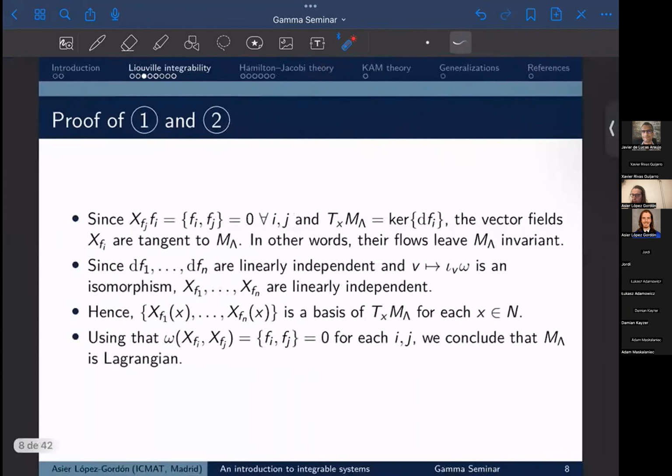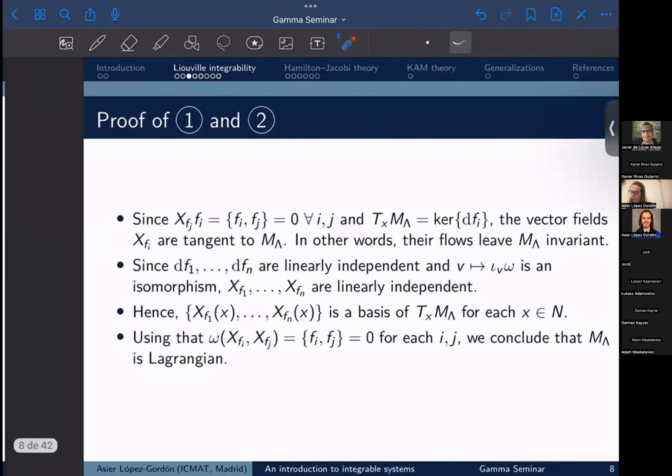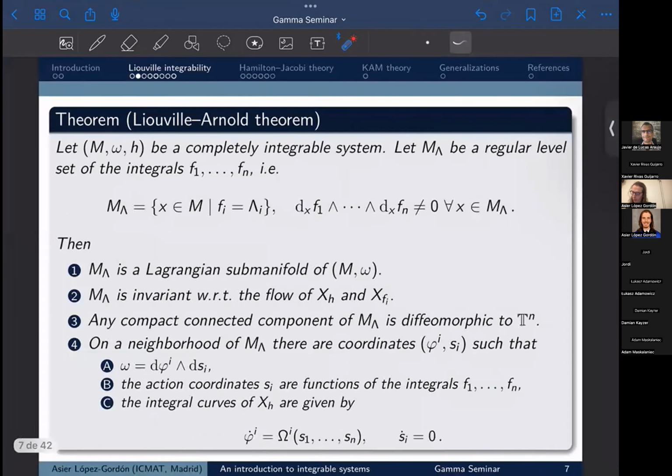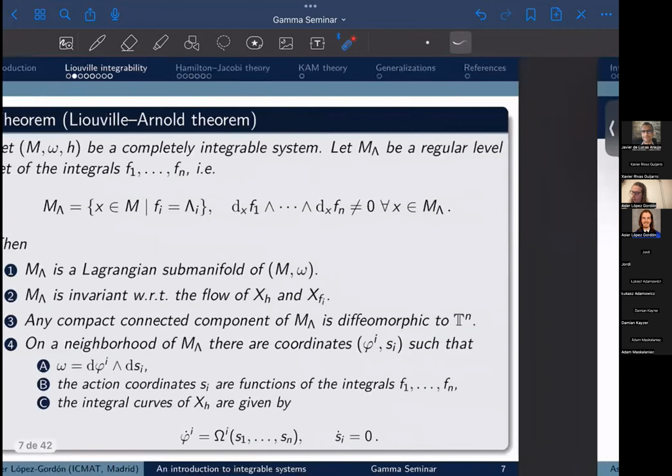Okay, so now I will sketch the proof of this theorem. I will cover the proof with some detail, but there are certain technical aspects that I have omitted. If someone is interested, I can provide you several references. Okay, so first, let me prove items 1 and 2. This was that the M lambda is a Lagrangian submanifold and invariant under the Hamiltonian flow.